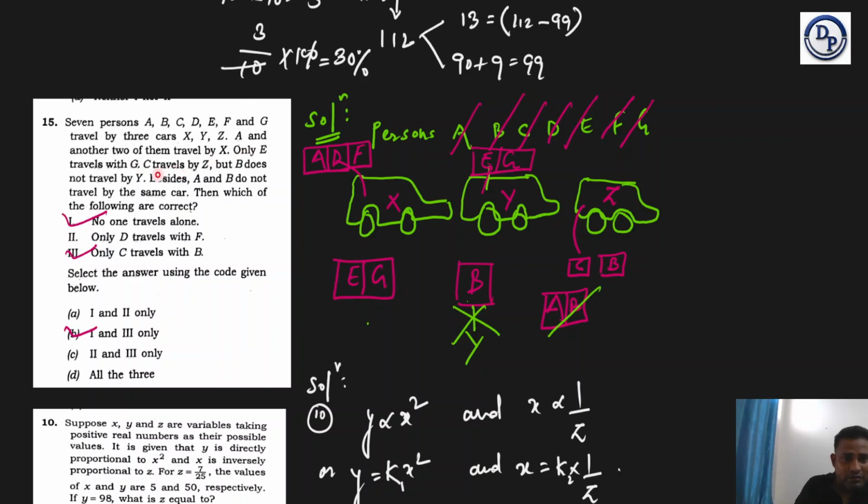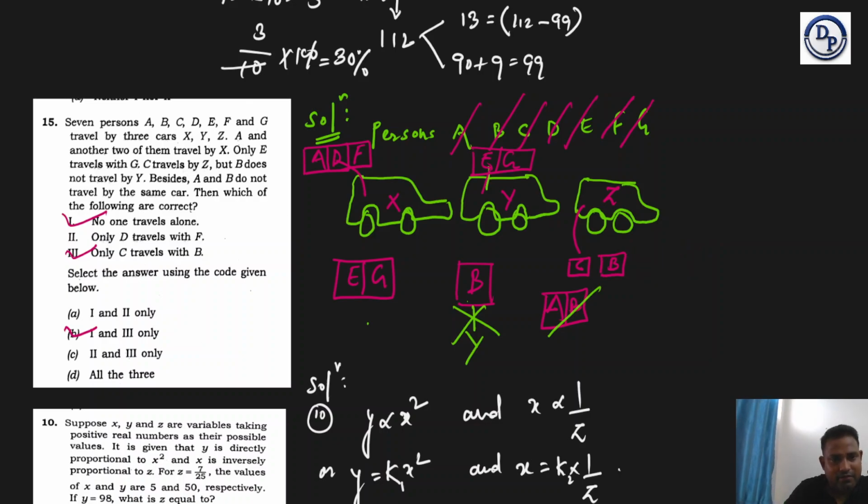And C travels by Z, so C is also fixed. So C also gets cancelled from here. But B does not travel by Y, so B cannot come here. B cannot come here. Only one place is left for B, here only. C and B come together.